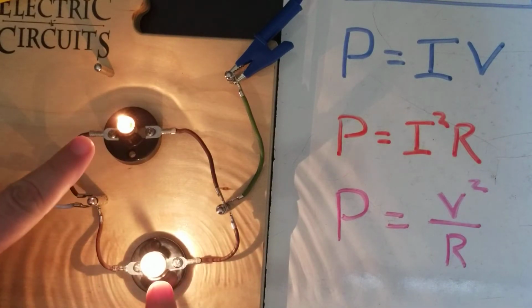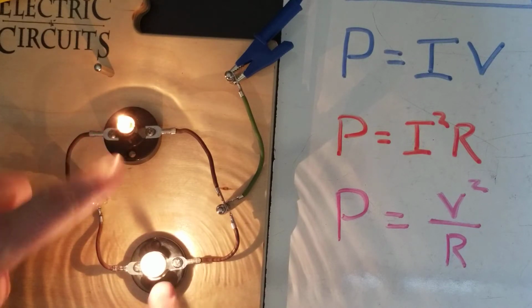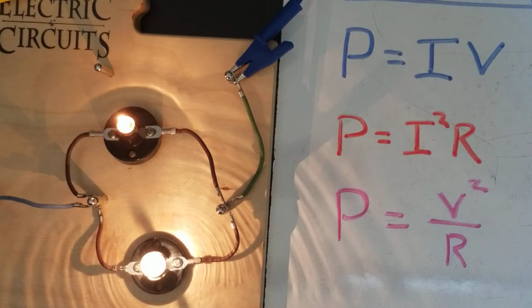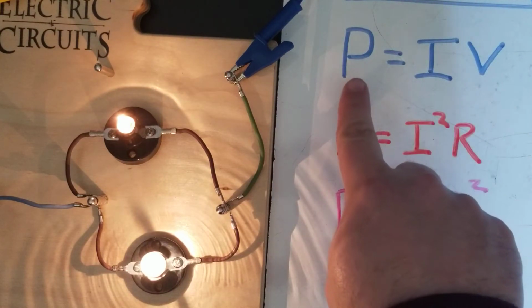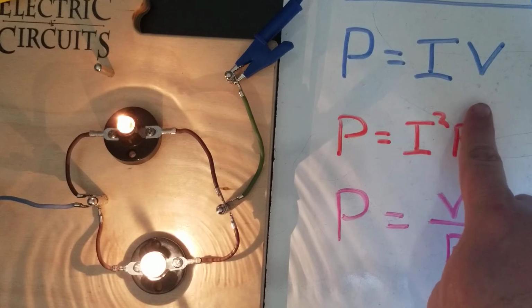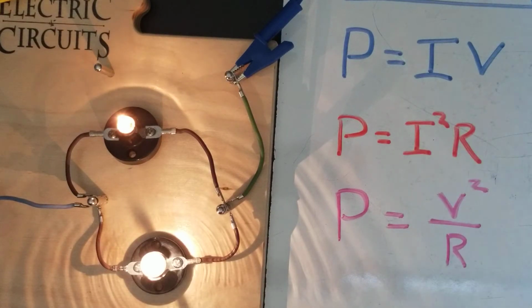Today in the Physics Funhouse, we are investigating the brightness of light bulbs. Light bulbs, of course, are resistors, and the power dissipated in a resistor, that is, the electrical energy that is converted to thermal energy, is given by P equals I times V. The power is equal to current times voltage. And when we combine that with Ohm's law, we can express that in two different ways in terms of the resistance. One is P equals I squared times R. The other is P equals V squared divided by R.